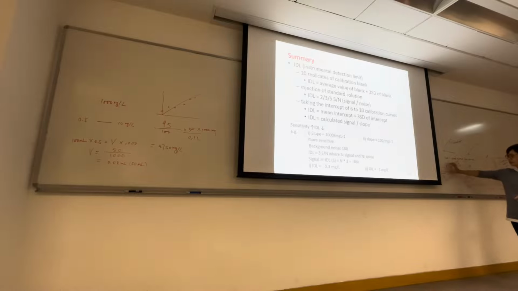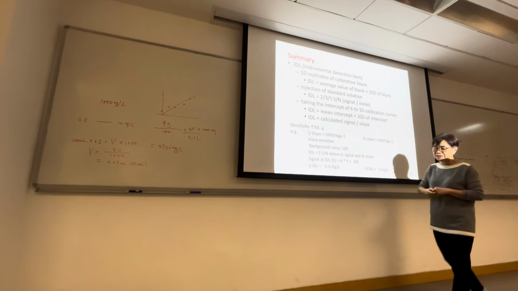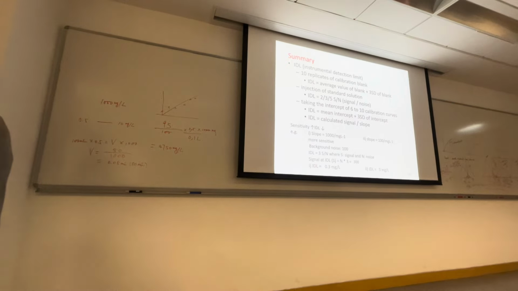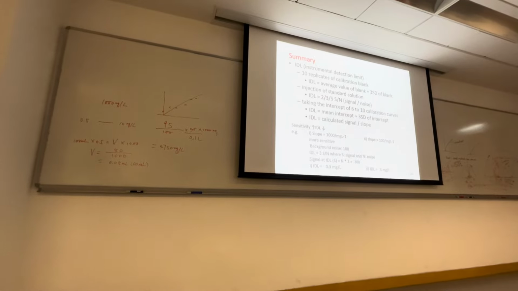So just using the height to measure the S/N ratio, normally. There are built-in functions for most of the instruments. They will calculate the S/N ratio for you automatically. You don't need to use a ruler and measure the height and then calculate the background noise. No, not in this way.